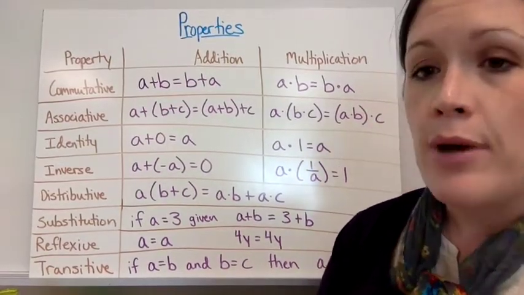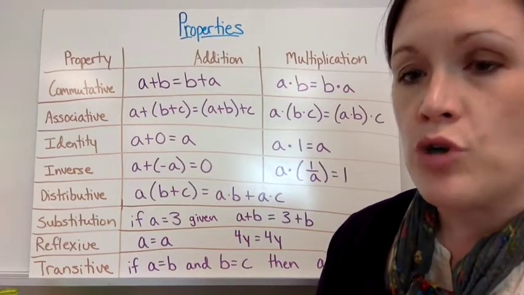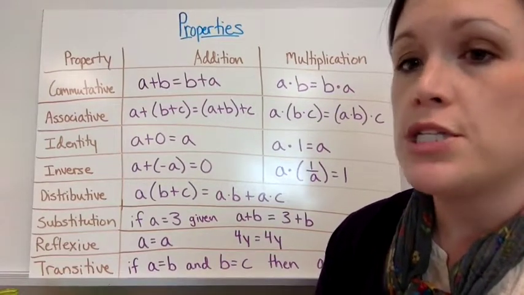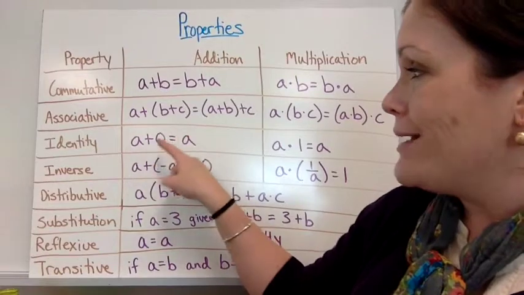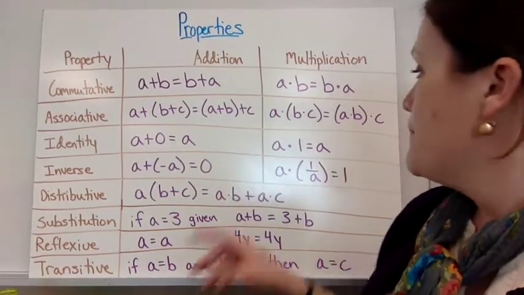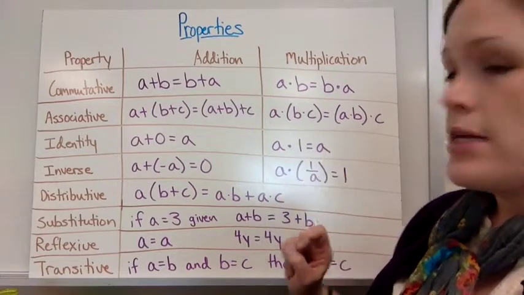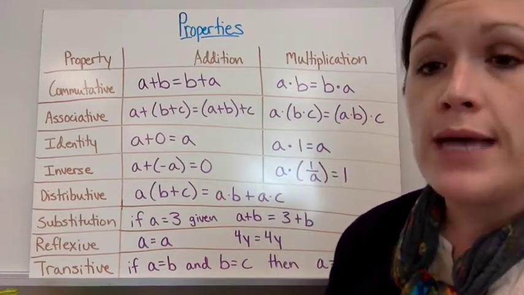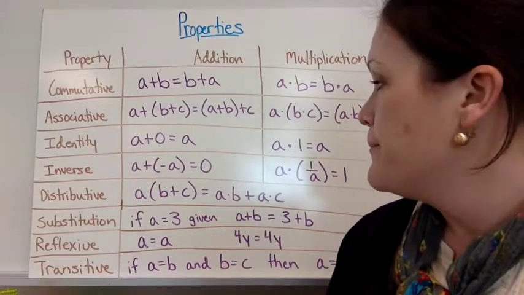For the identity property, think about what you start with doesn't change. We don't change the identity by adding 0 to something. So a plus 0 would still equal a. Then we also don't change the identity when we multiply by 1. So a times 1 is still just a.